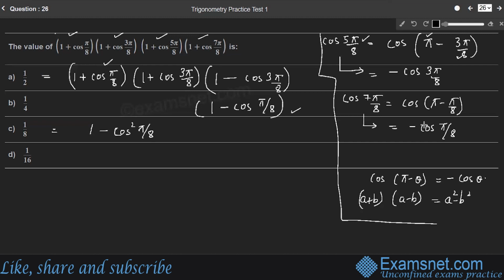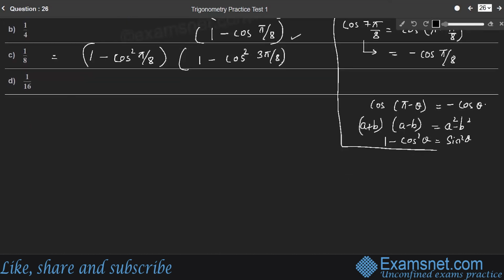B square is cos square pi by 8. So apply the same rule for second and third terms. So 1 plus cos 3 pi by 8 into 1 minus cos 3 pi by 8, which is 1 square minus cos square 3 pi by 8, 1 square is 1 itself. Right? So we know that 1 minus cos square theta is equal to sin square theta. Therefore, first term can be written as sin square pi by 8, where theta is pi by 8. And in the second term, theta is 3 pi by 8. So it becomes sin square 3 pi by 8.